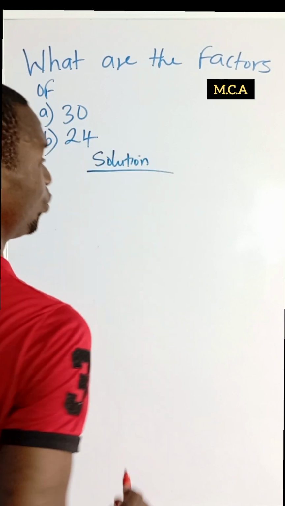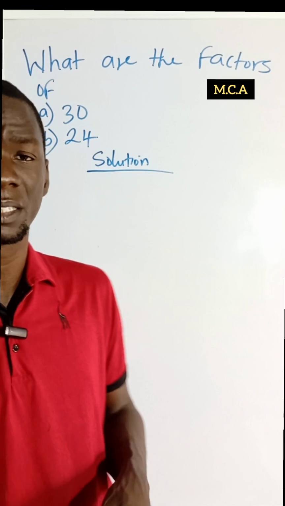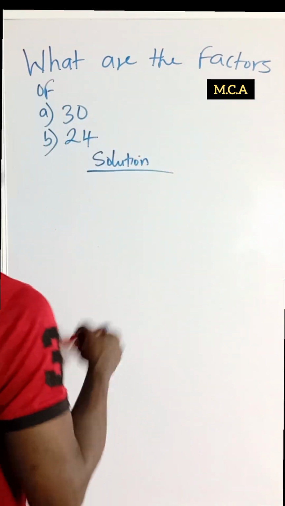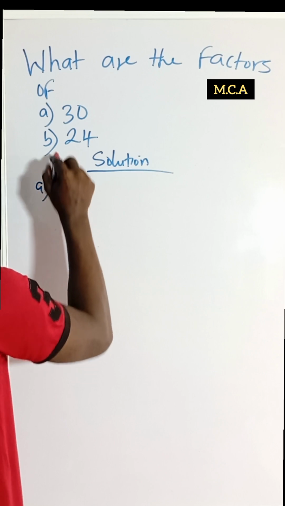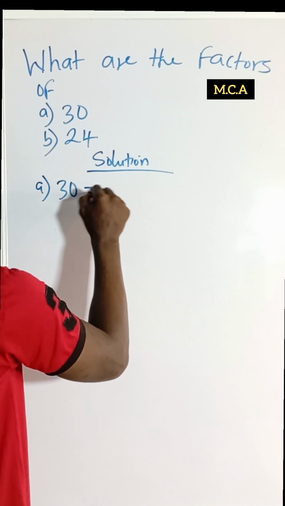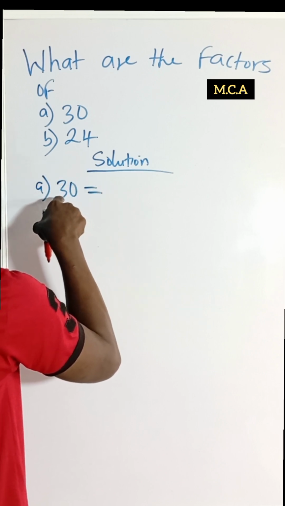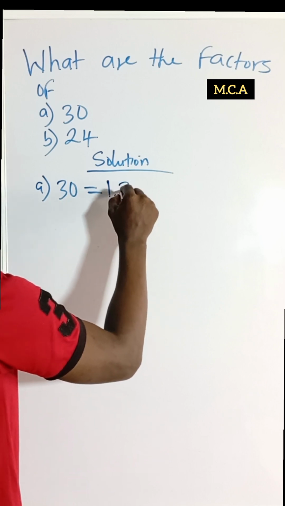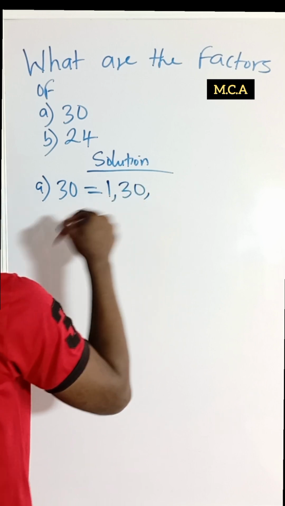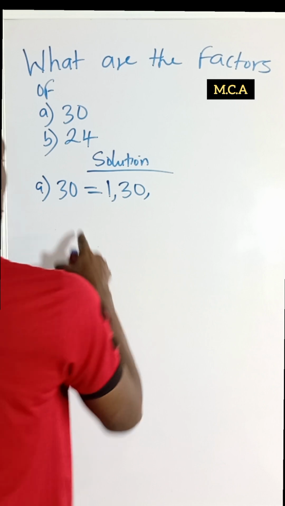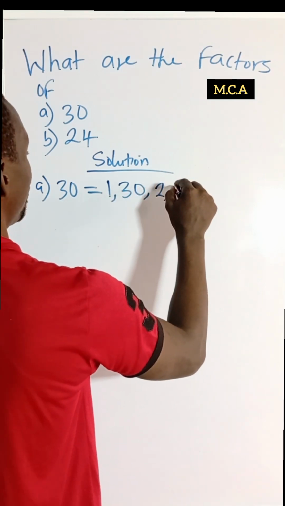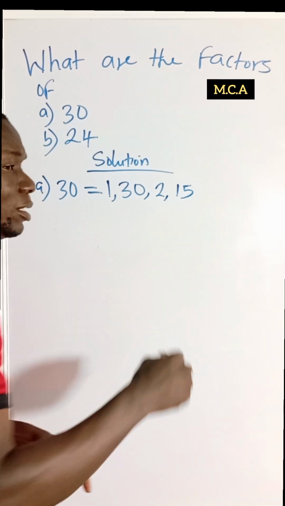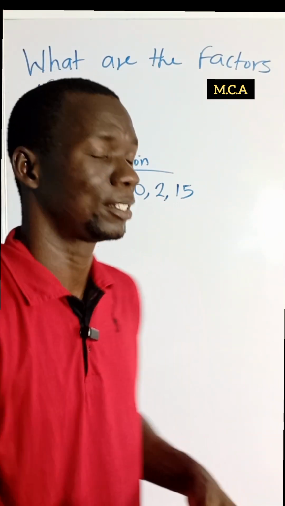Now the method we're going to use is called the listing method. So let's do this. For the first one, we have 30. The first number that can divide 30 is what? 1. 30 divided by 1 gives us 30. The next number is 2. 30 divided by 2 gives us 15.